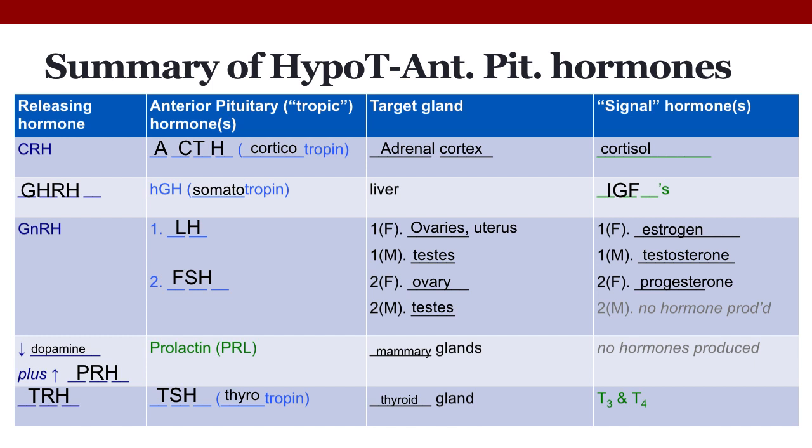Okay, so this is a good little summary of how these releasing hormones affect the anterior pituitary, which then releases hormones that are going to target a specific gland, and then that gland may or may not release additional hormones. Those, of course, will go on to some sort of effector.